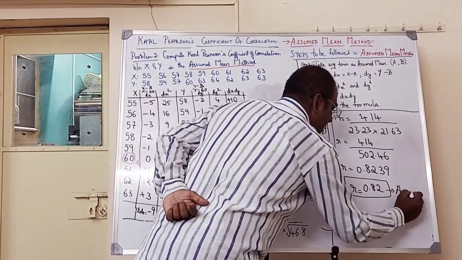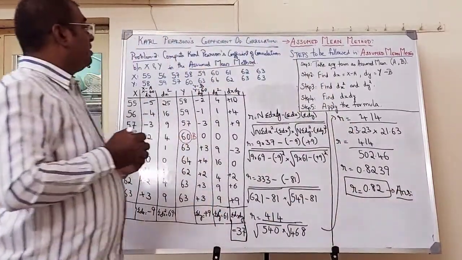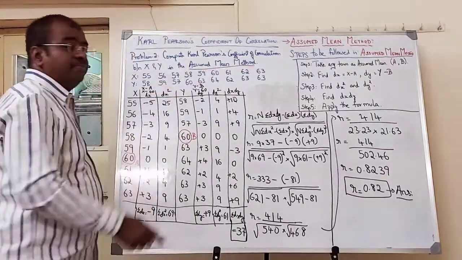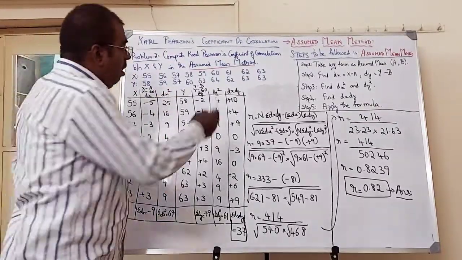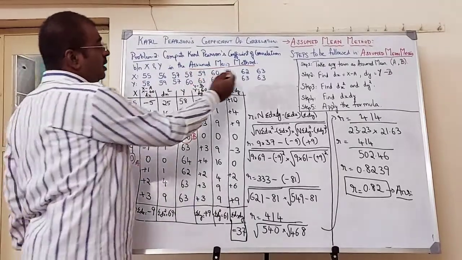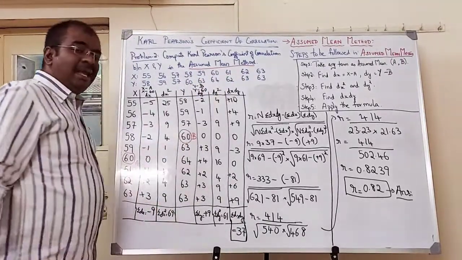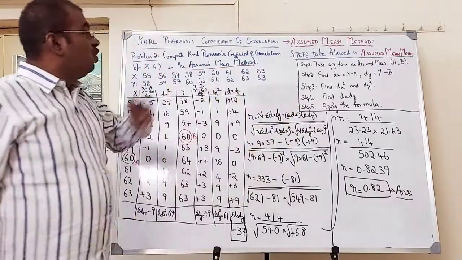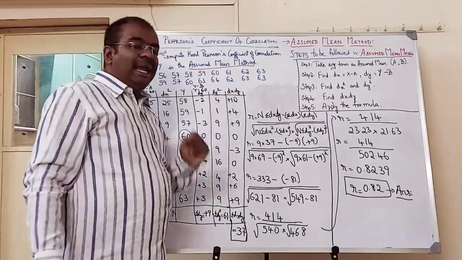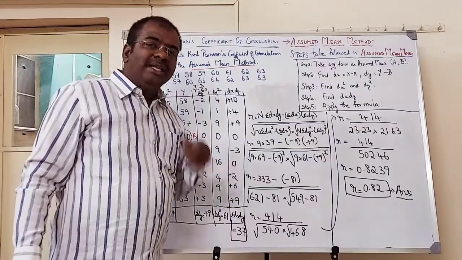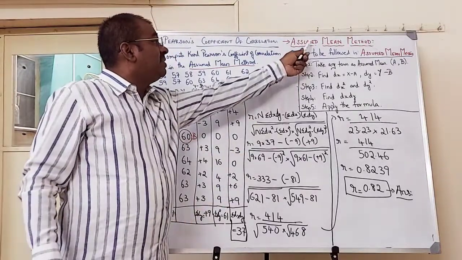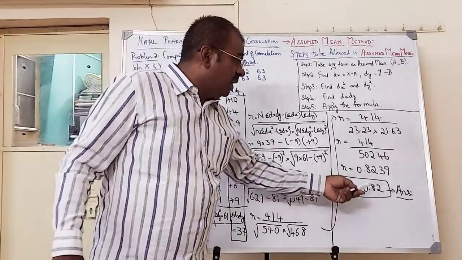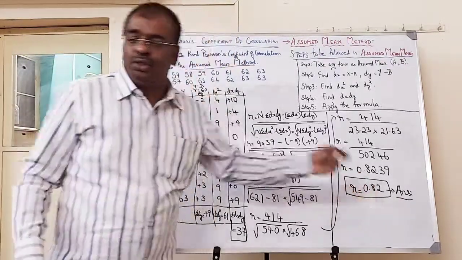Therefore, what is the answer required? They are asking us to calculate the Karl Pearson's correlation coefficient between X and Y, in the shortcut method or assumed mean method. There are three names: shortcut method, assumed mean method, and indirect method. All these three mean one and the same, that is assumed mean method. So here the correlation is 0.82.